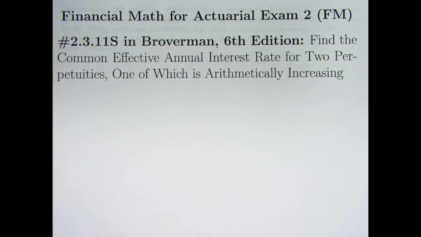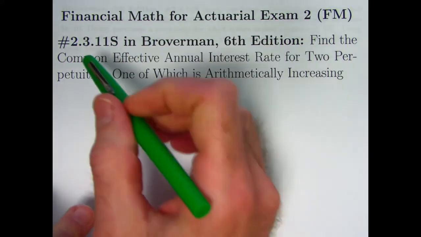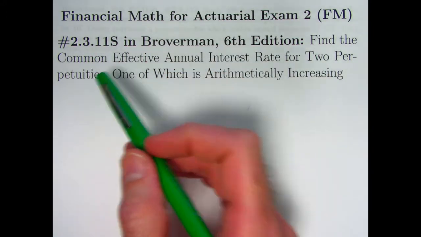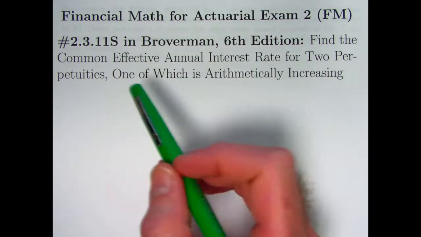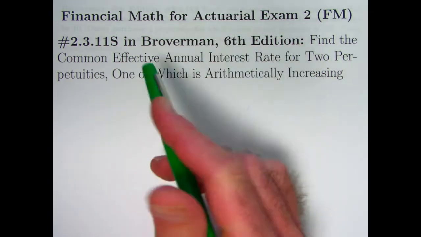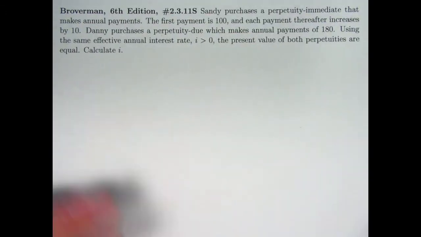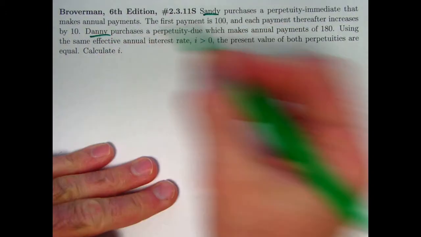In this video, we're going to use formulas we've developed in recent videos to solve problem 2.3.11s. We're going to be finding the common effective annual interest rate I for two perpetuities, annuities that go on forever, one of which is arithmetically increasing. You've got two people here, Sandy and Danny.